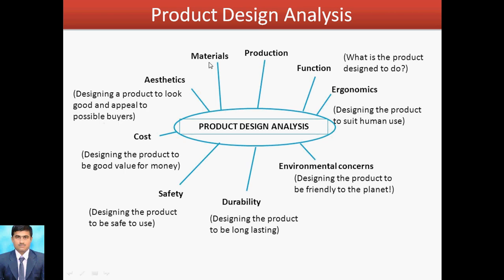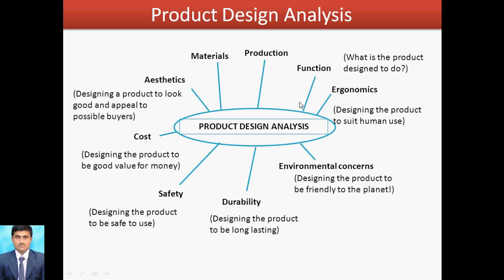The next point is material. Different materials are available in the market, but as per our requirement we select them considering the factor of cost, and also environmental factors. The next parameter is production. Production is converting the raw material into a finished product. For that purpose we require resources and planning, that is the production system.